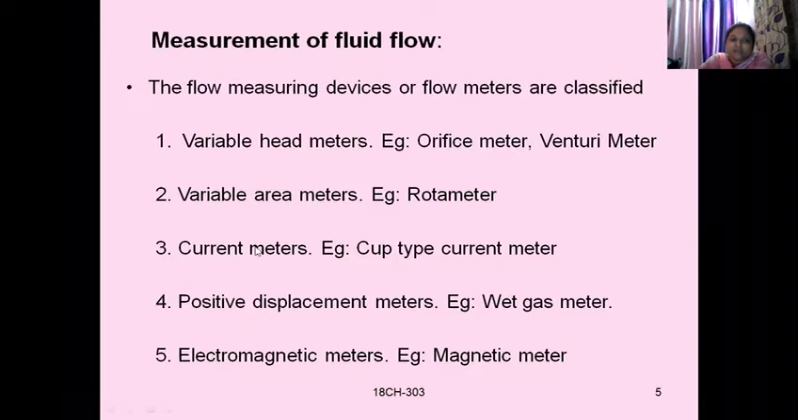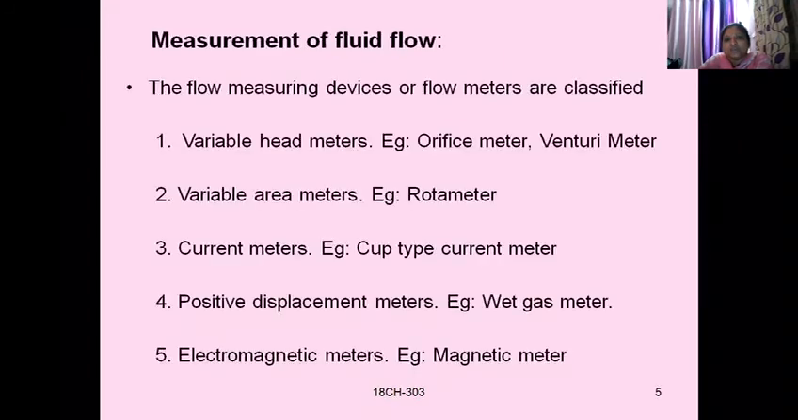We have other meters also, that is insertion meters. The example of an insertion meter is the pitot tube. We'll learn about these flow meters, their working, construction, and how we measure the flow rate of the fluid using them.